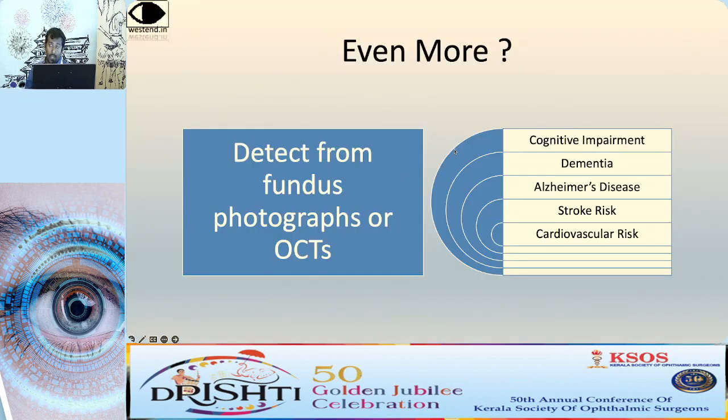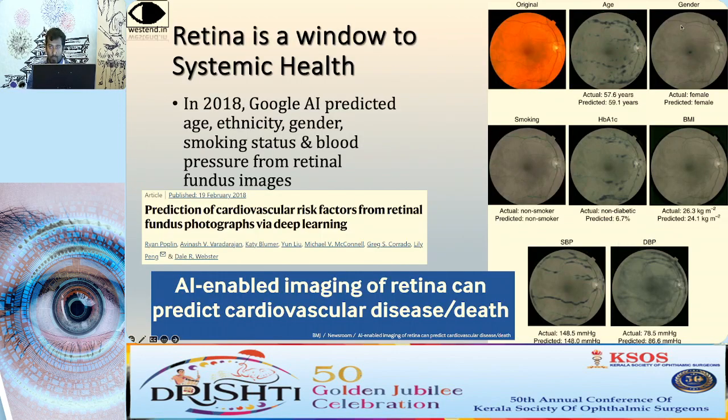And not only the eye, AI can predict cognitive impairment, dementia, Alzheimer's risk, stroke risk, cardiovascular risk, all these things. Because there was a study in 2018 by Google where the AI was able to tell whether that fundus belonged to a male patient or female patient. I haven't met any ophthalmologist who can tell that.